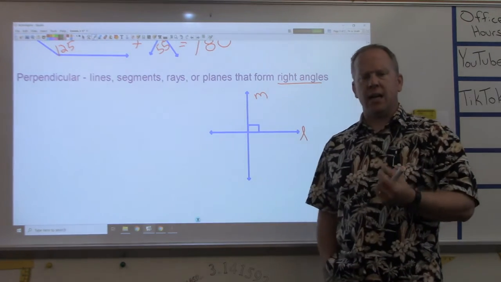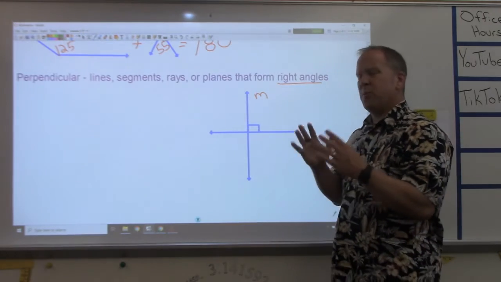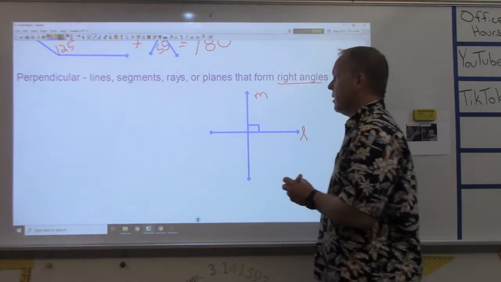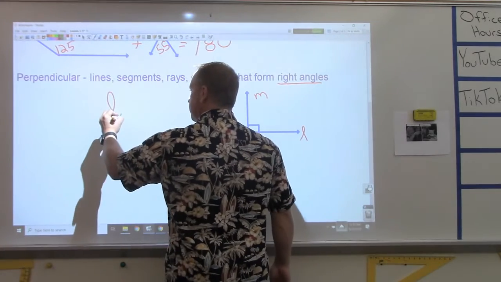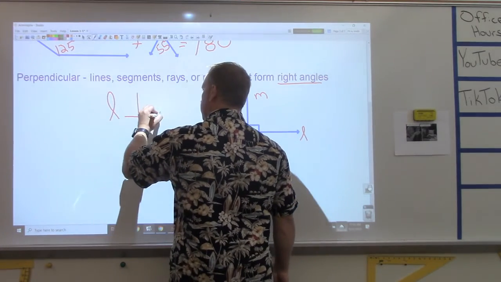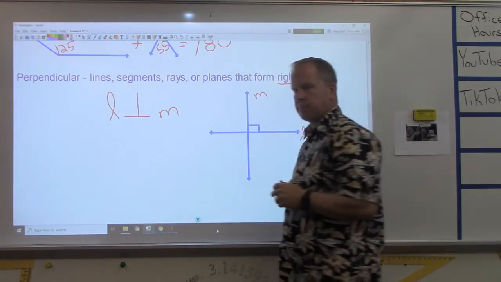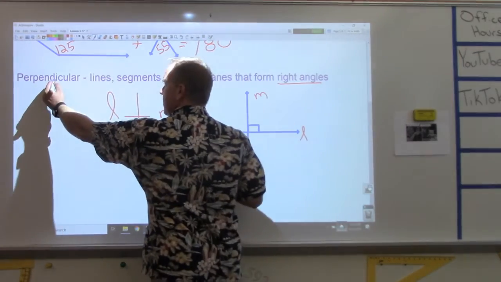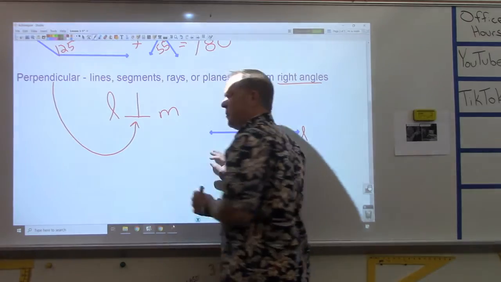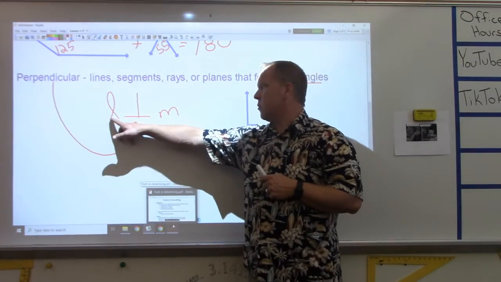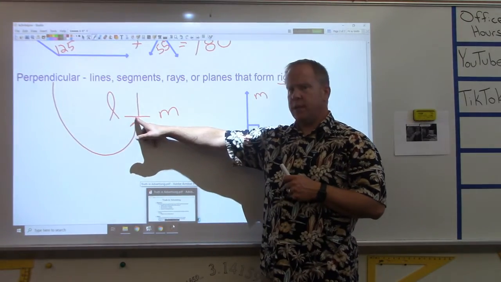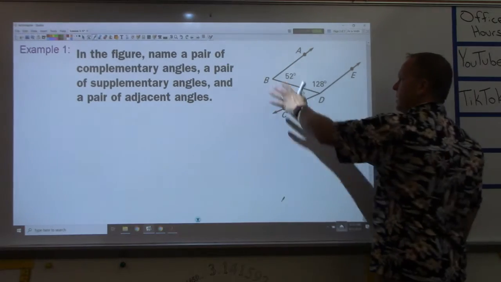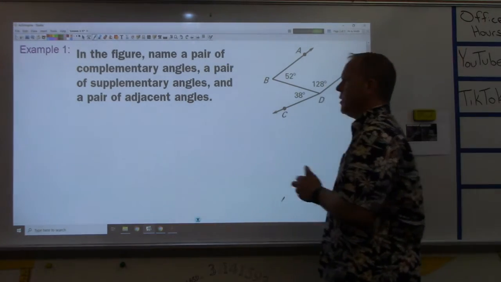If I want to say line L is perpendicular to line M, perpendicular is a very big word. I want to cut that down, make it as short as possible. Here's what I'm going to write: line L is perpendicular to line M. If you see this symbol here, it's not a typo from the typewriter. An upside down capital T means perpendicular. This right here would state line L is perpendicular to line M. That is perpendicular.